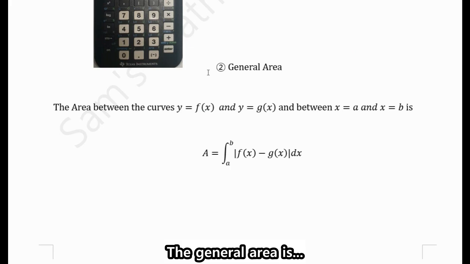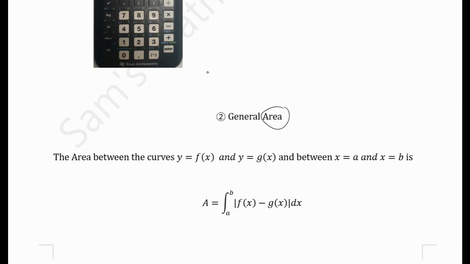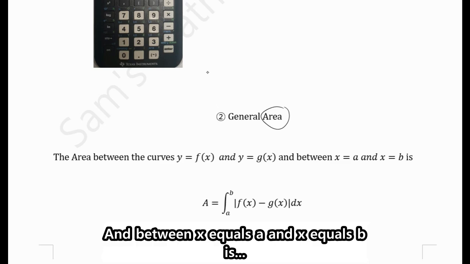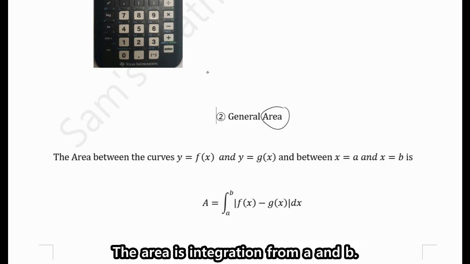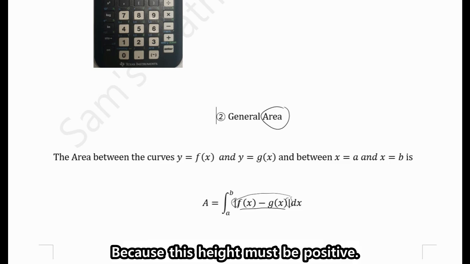In general, as you know, the area must be positive. The area between the curves y equals f(x) and y equals g(x), and between x equals a and x equals b, is the integration from a to b of the absolute value of f(x) minus g(x) dx, because this height must be positive.